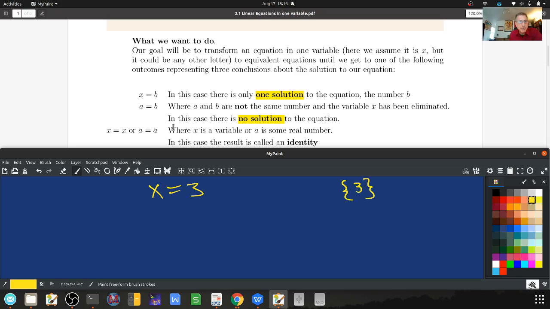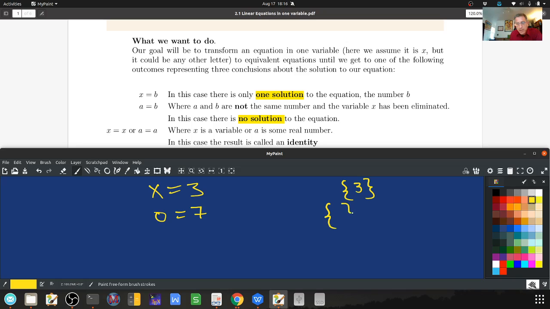The next possibility is we have a is equal to b, where a and b are not the same number. So there are no variables. A is a known number and b is a number, such as 0 is equal to 7. In this case, the solution set is empty. There are no solutions.